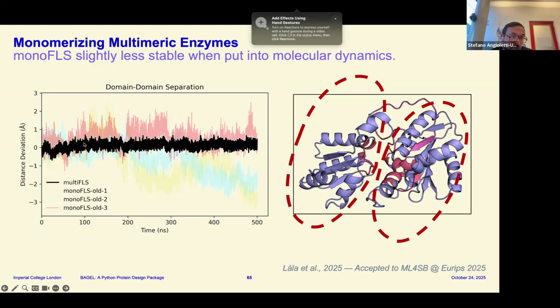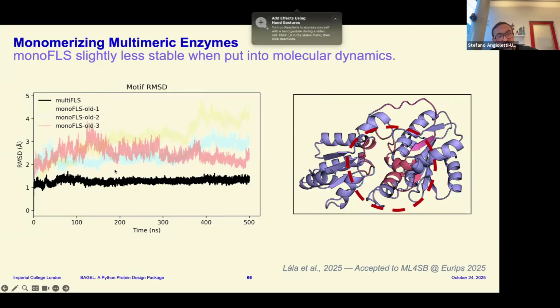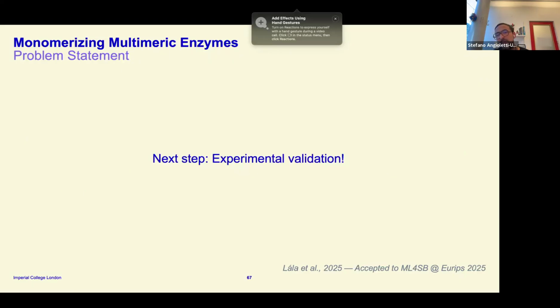The original multimeric enzyme is the black curve, and as you can see, it is stable, and the red curve is stable as well. What you're observing is that the original enzyme is not only stable, but its fluctuations are relatively small. In the case of the red enzyme, there is slightly higher fluctuation, but it still remains contained around 2 angstrom, which is a decent result. The next step will be experimental validation of all of these results.